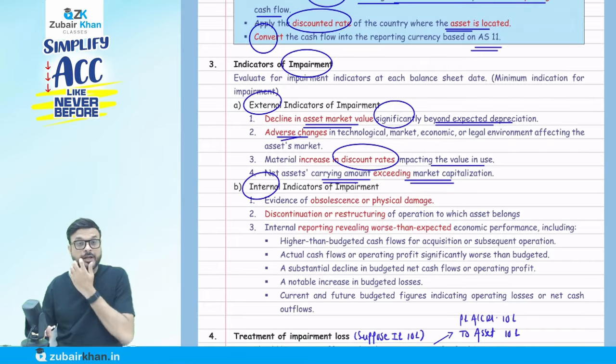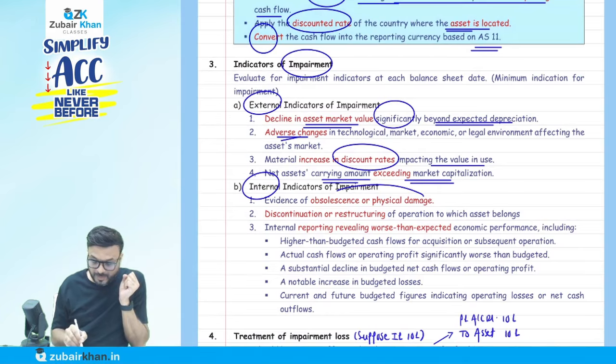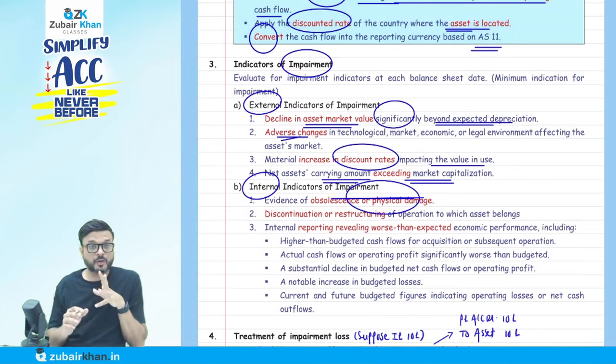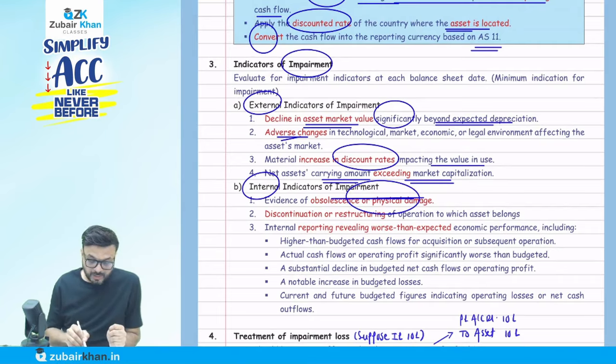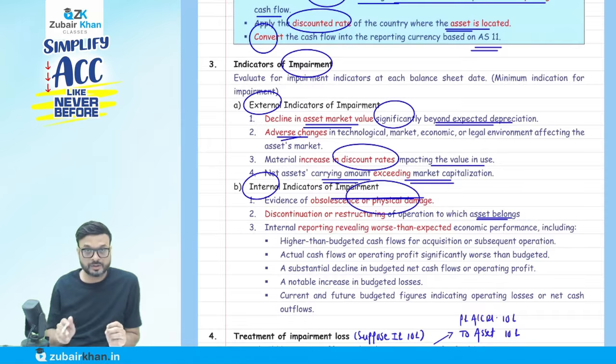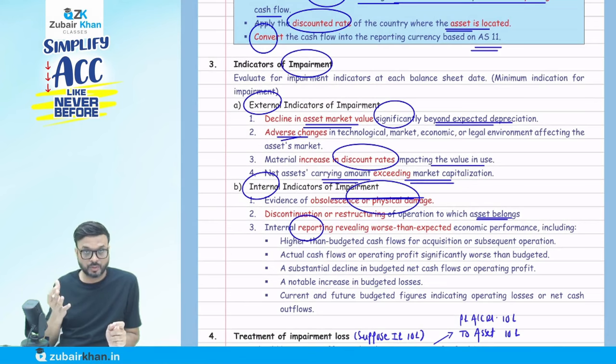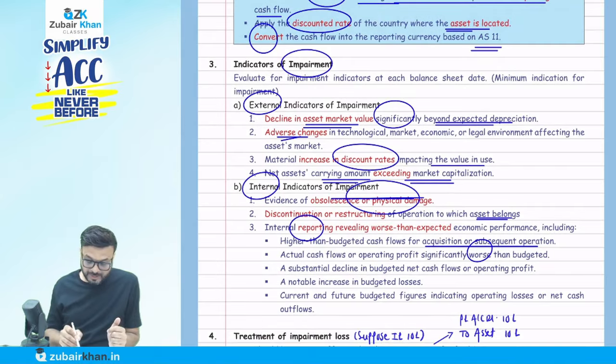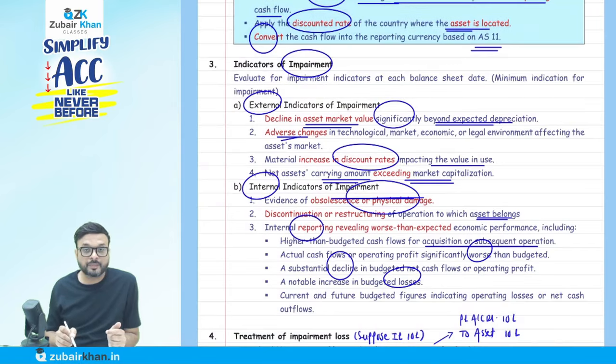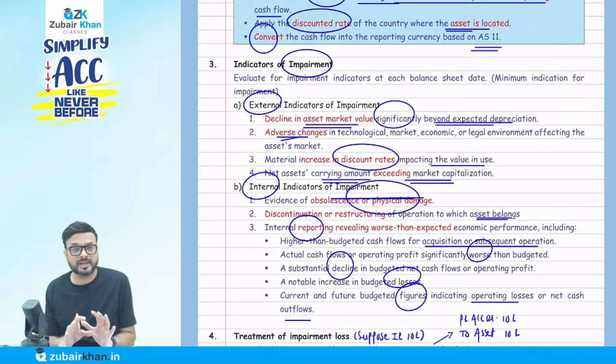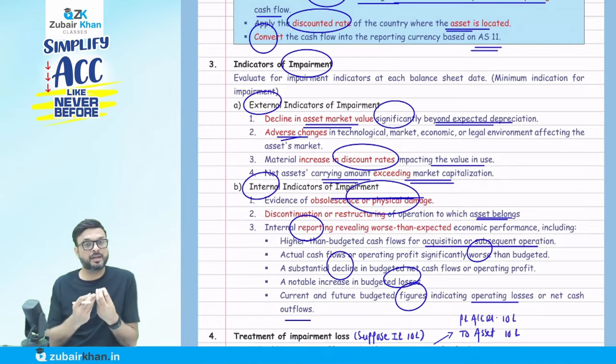Then we have the internal indicators of impairment: evidence of obsolescence or physical damage to the asset. If some damage happens, like a fire occurs, there's a chance of impairment loss. Discontinuation or restructuring of the operation to which the asset belongs, that particular operation we are closing down. Or internal reporting revealing worse than expected economic performance, including higher than budgeted cash flow for acquisition and subsequent operation, actual cash flow or operating profit significantly worse than budgeted, a substantial decline in the budgeted net cash flow, or a notable increase in budgeted losses. Current or future budgeted figures indicating operating losses or net cash outflow. Basically, these are just indicators that tell us there might be an impairment loss.